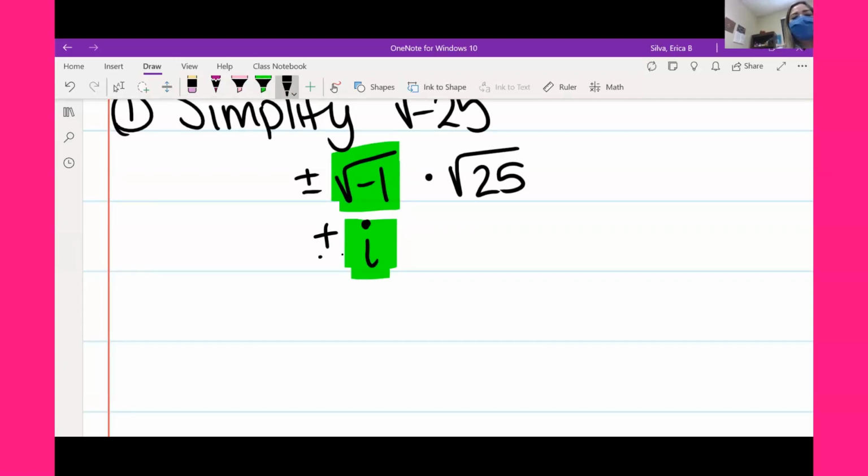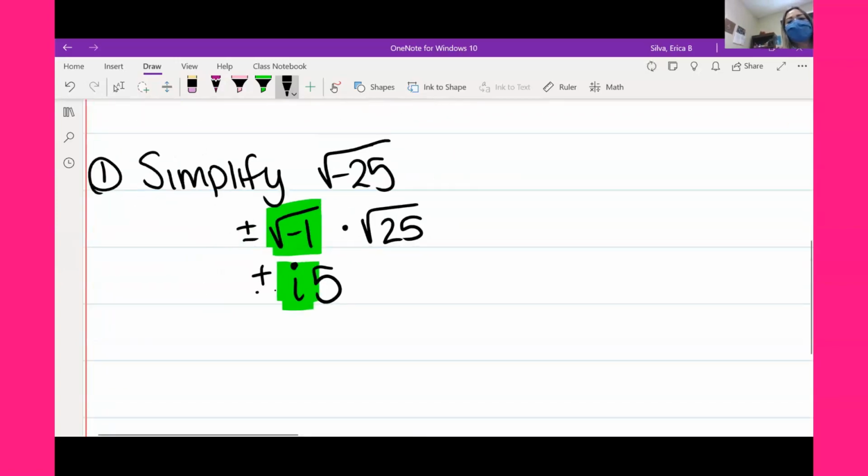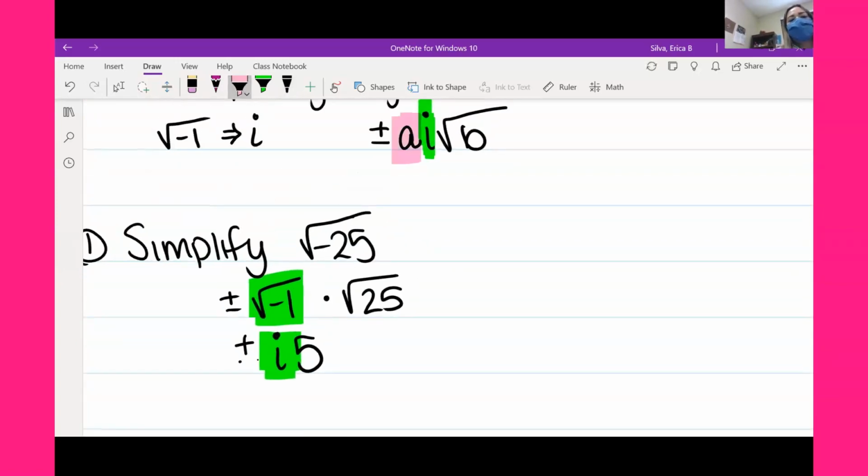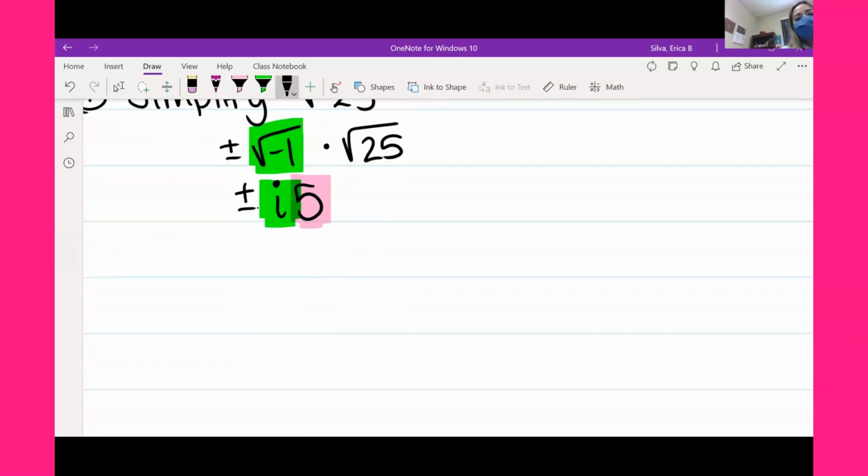Bring down that plus and minus. And what is the square root of 25? 5. But remember my order. My a is 5, so we need to write it in the correct order, which means we're going to say plus or minus 5i.